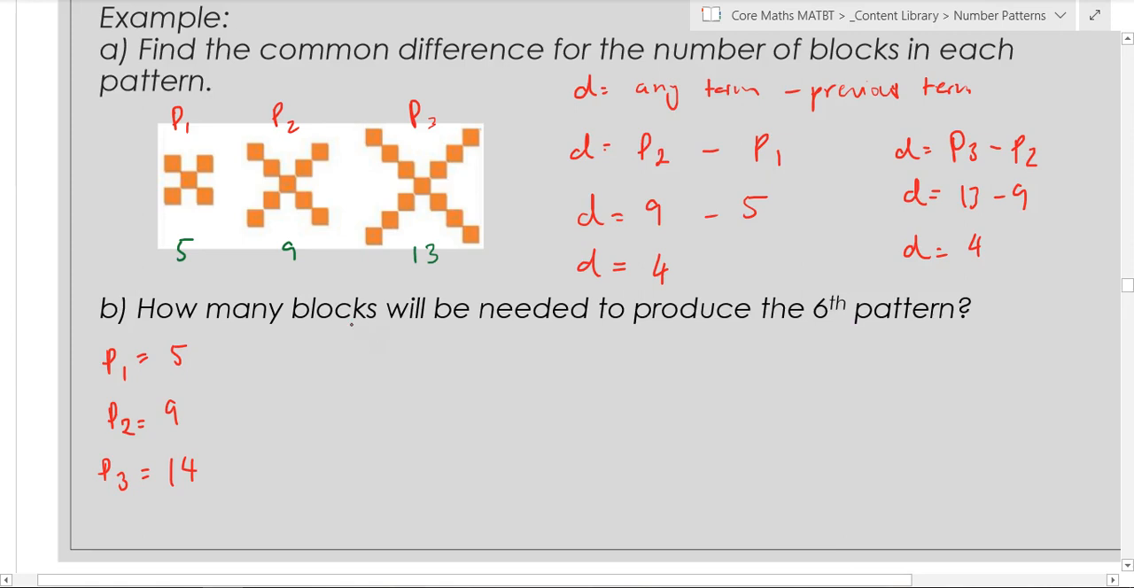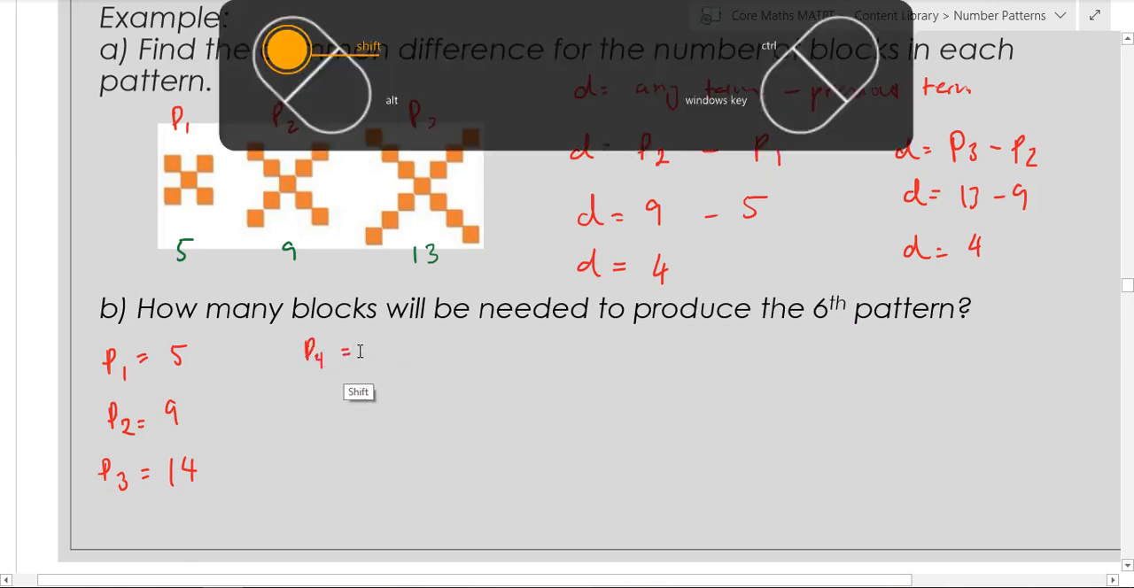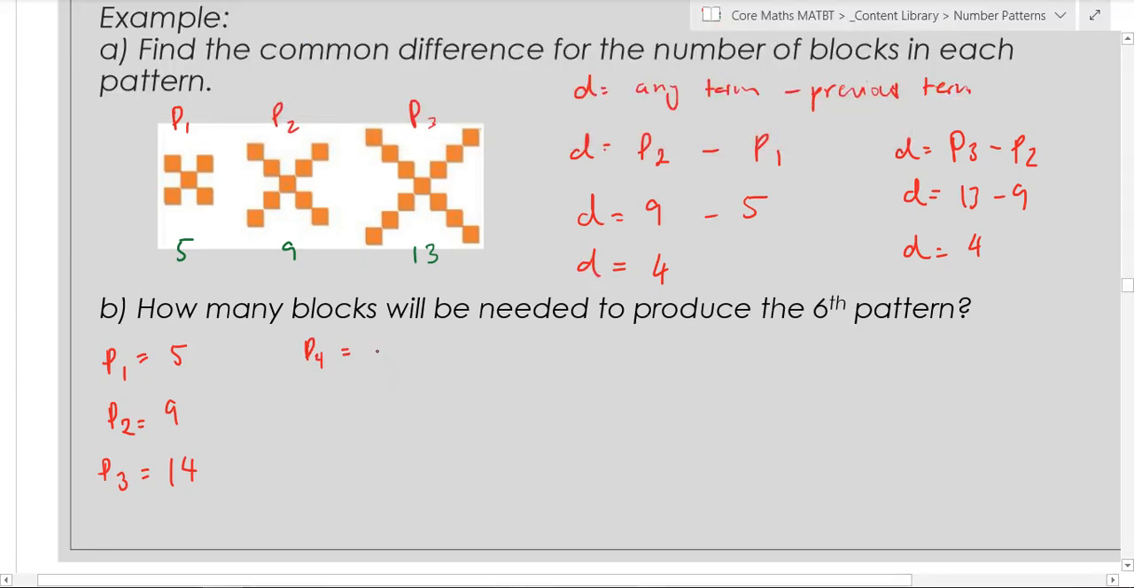All right, so we need to work out how do we get from P3 to P6, okay, the sixth pattern. Well, let's work out P4. P4, to get the next term, this is how we'd work it out. Okay, it would be P3 plus whatever the common difference was. Now this is a little bit new and unfamiliar at the moment, but just watch out for how we do it and watch me do it so that you can understand how it works.